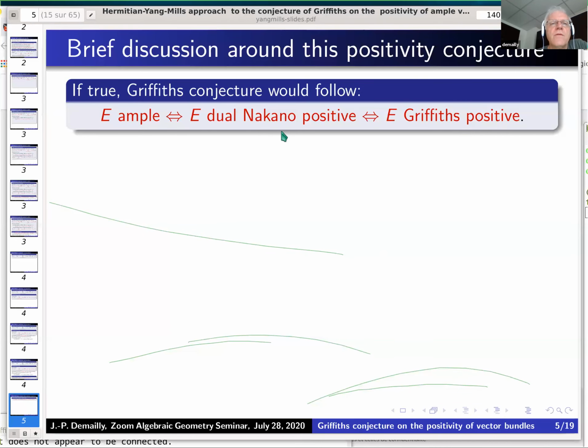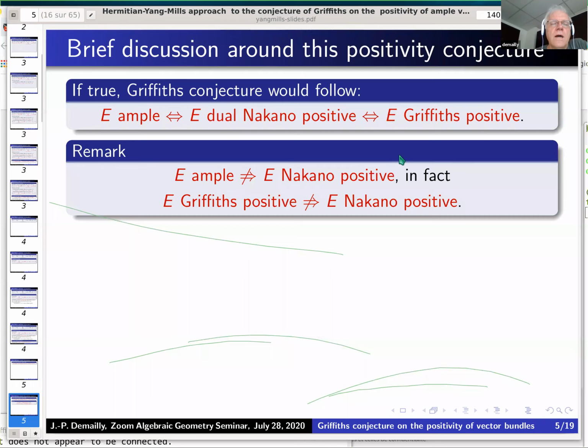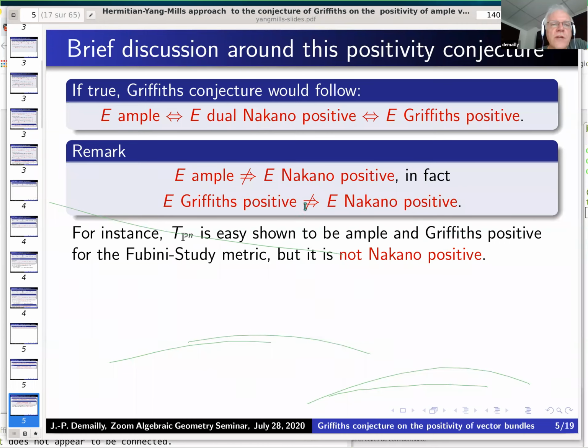In fact, the more standard Griffiths conjecture is that E ample should be equivalent to E Griffiths positive, but if the stronger conjecture holds true, it will also be equivalent to E dual Nakano positive. One should remark, however, that the ampleness of E does not imply the Nakano positivity of E. And also the Griffiths positivity of E does not imply the Nakano positivity of E. This is easily contradicted by standard vanishing theorems.